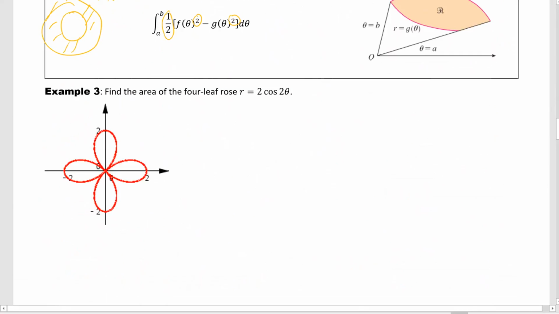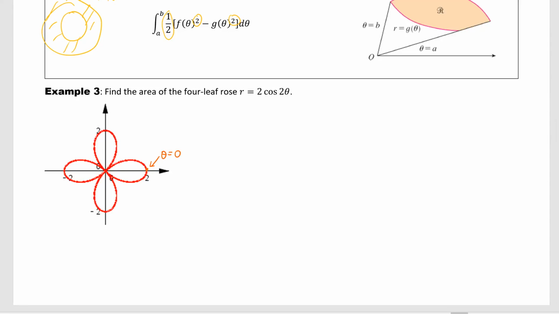Okay, so find the area of the 4 leaf rose. r equals 2 cosine 2 theta. Okay, so first of all, let's plug in some angles. If the angle, where is theta equals 0? Well, cosine 0 is 1, so 2 times 1, 2. So at this point, we have theta equal to 0.